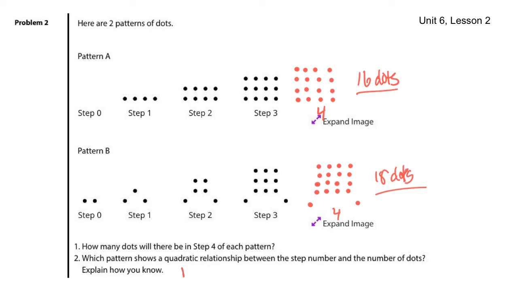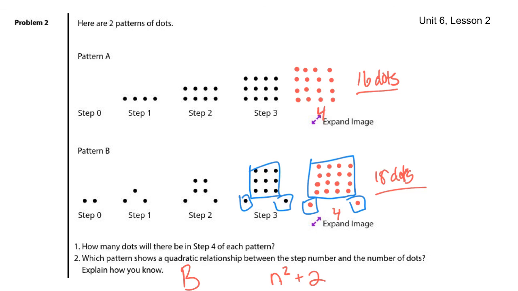And that is going to be pattern B, because in pattern B, what's happening is that we're taking the step number and squaring it and then adding on, whoops, not 4. We're adding on 2. So we see the squared part right here where we took, in this case, 4 squared, and then we're adding on 2 more right there. Same thing here, we took 3 squared, that's 9, and then added on 2 more right there.